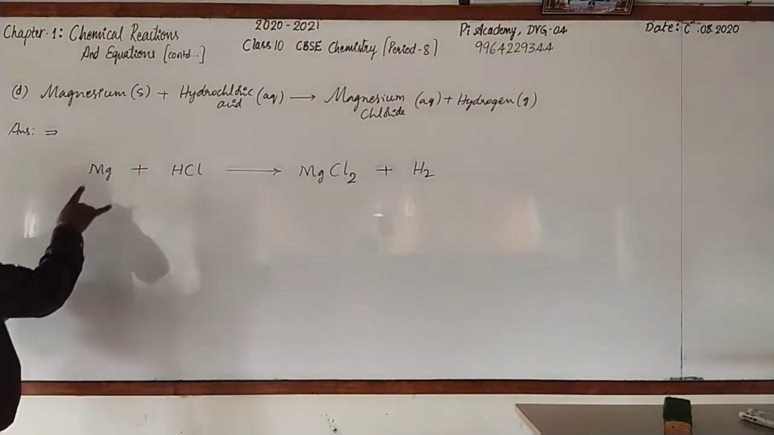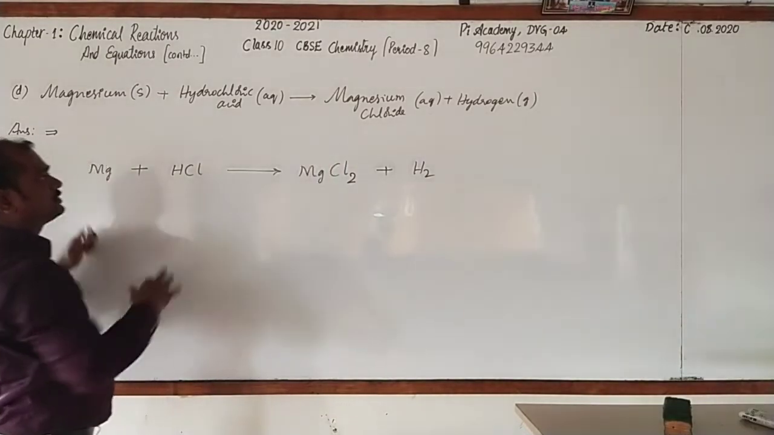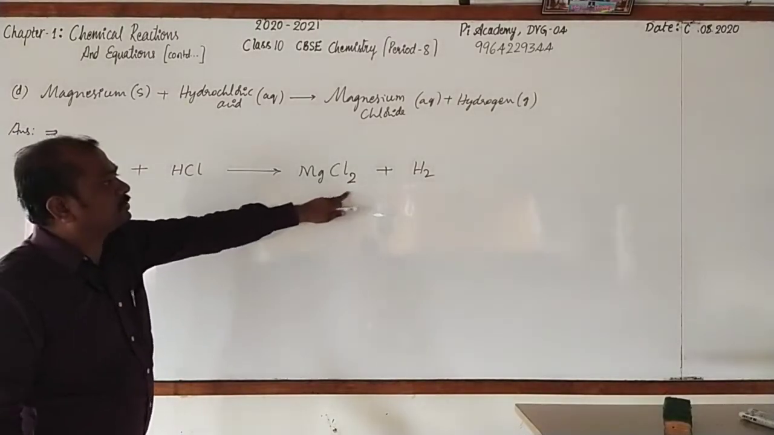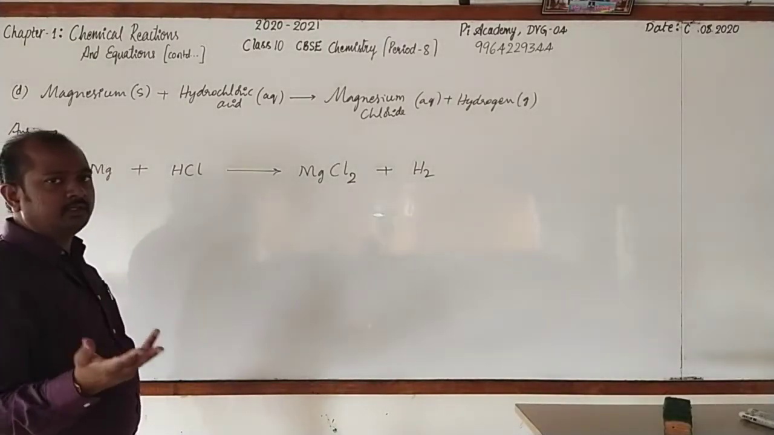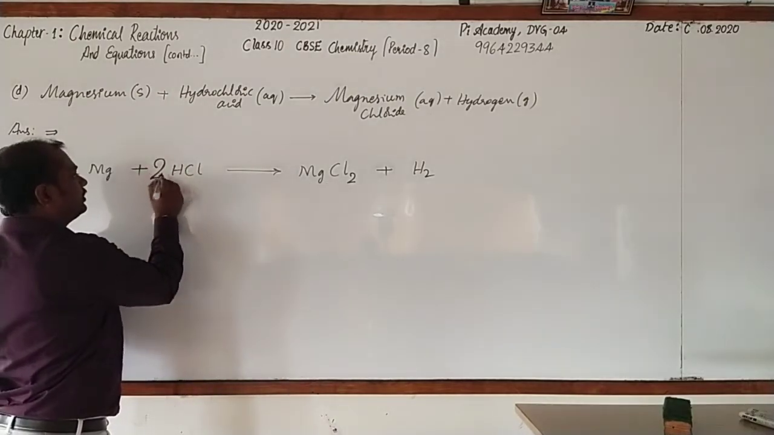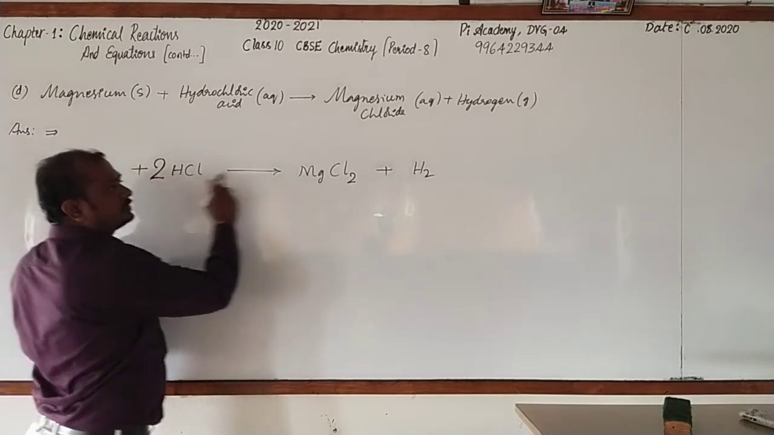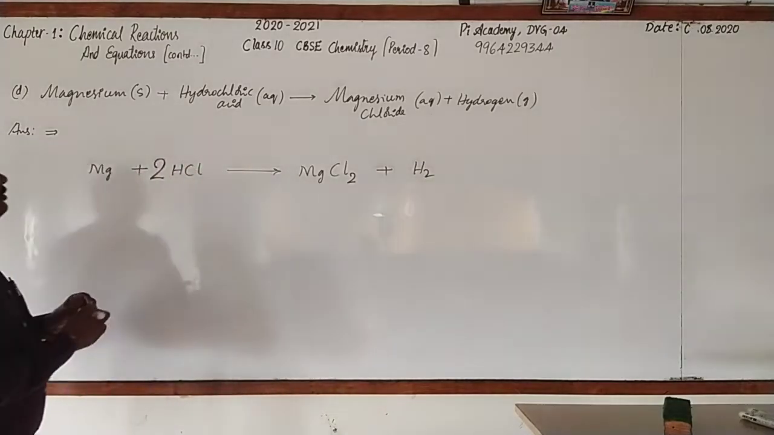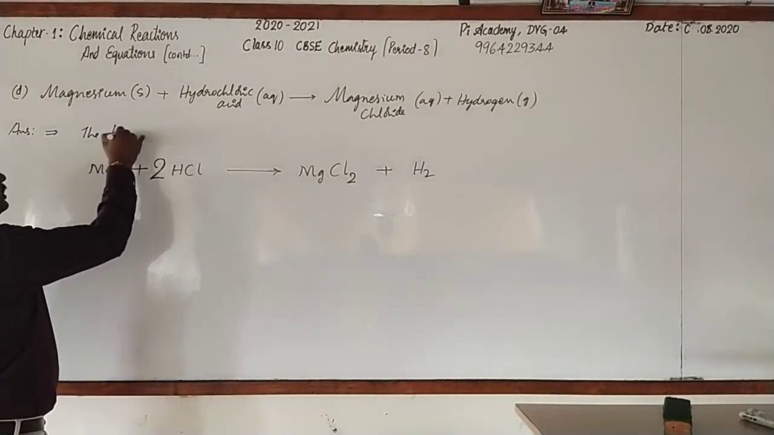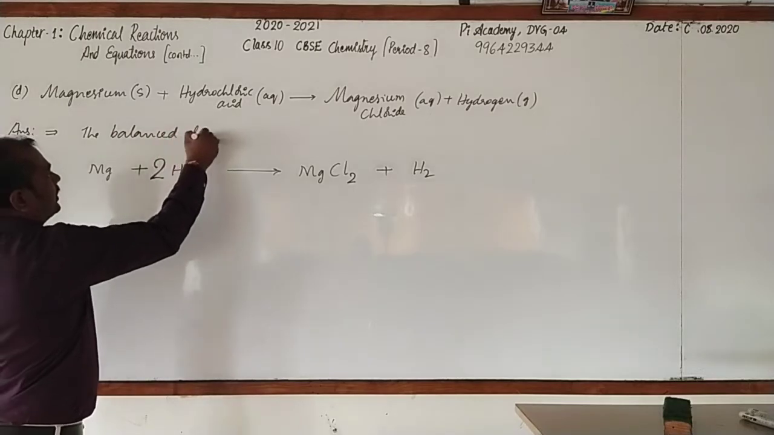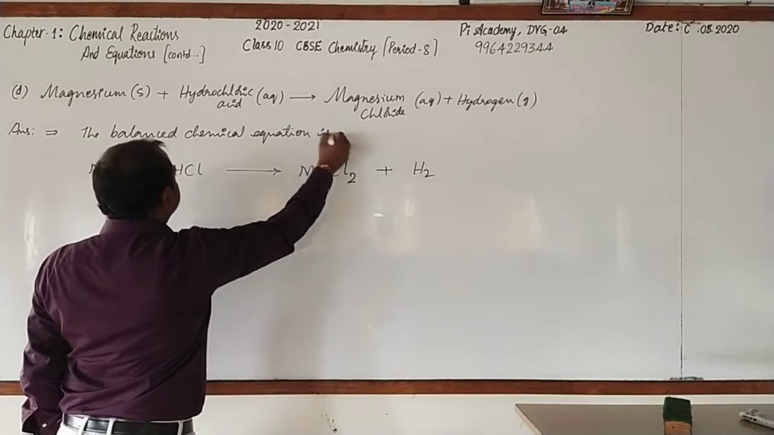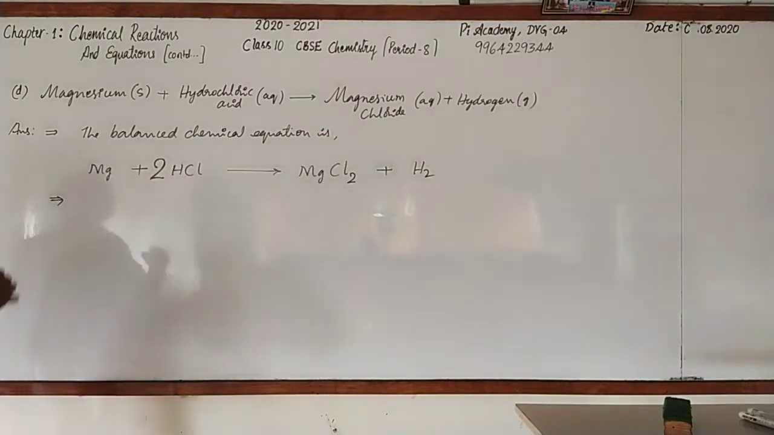Now let's go for balancing it. Very simple. Magnesium, one atom on one side, one atom on the other. First you choose the element having the maximum number of atoms. Chlorine has 2, hydrogen has 2. You can go for balancing any one. Chlorine, 2 are there, so here 2 should be written. Then 2 atoms of hydrogen, here 2 are there. Magnesium, 1. So it is a balanced chemical equation. The balanced chemical equation is this. Next, what type of chemical reaction is it?